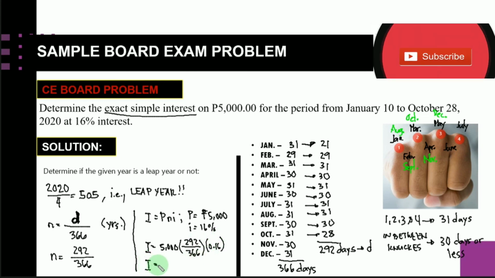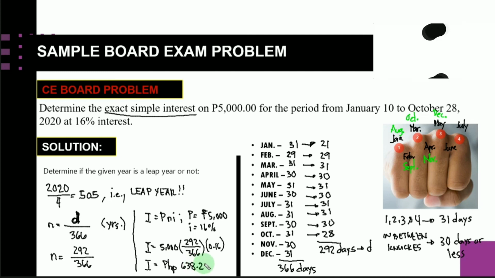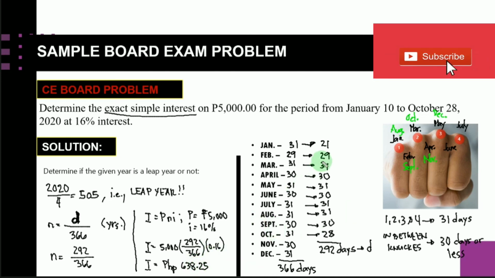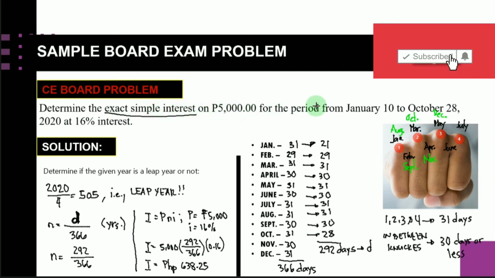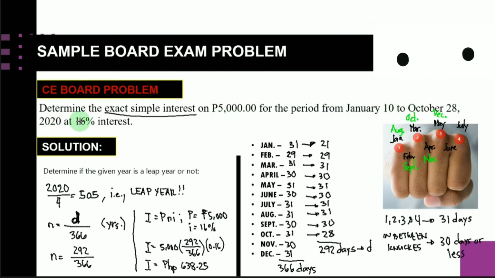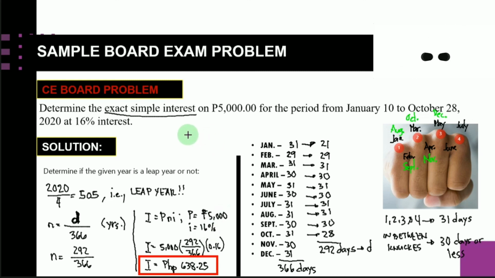So our I is simply equal to how much? This is equivalent to 638 pesos and 25 centavos. So this is the exact simple interest on this 5,000 pesos for the period from January 10 to October 28 of year 2020 at the given interest rate of 16%. So this is our answer for this given board exam problem.